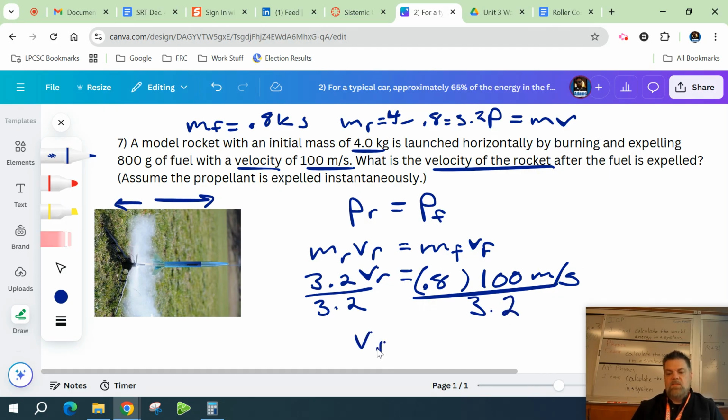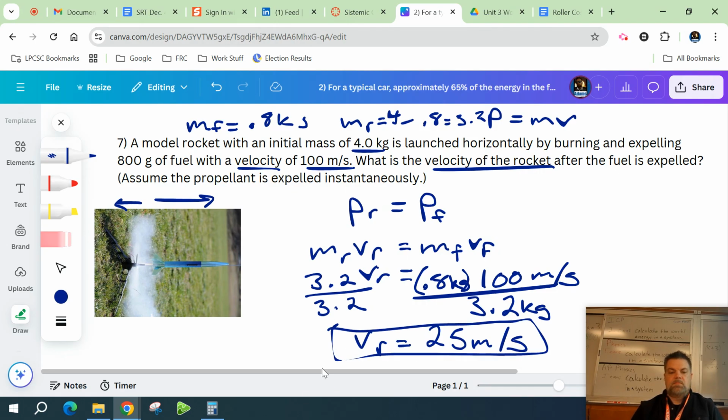So I get that the velocity of the rocket is going to be equal to this 0.8 divided by 3.2 multiplied by 100. If you do that on a calculator, it's actually 25 meters per second. So this would be 0.8 kilograms divided by 3.2 kilograms. So those cancel, and I'm left with meters per second. So that's the answer. That's conservation of momentum.